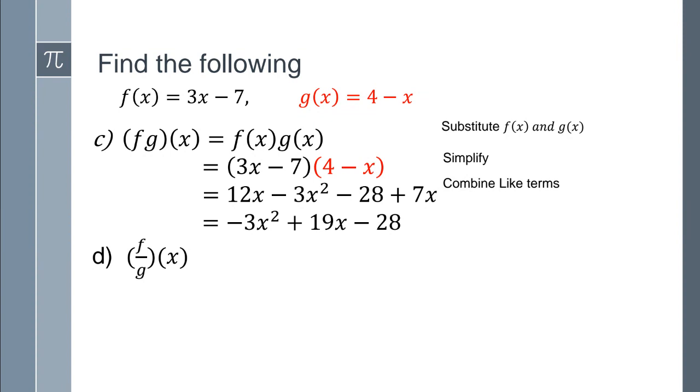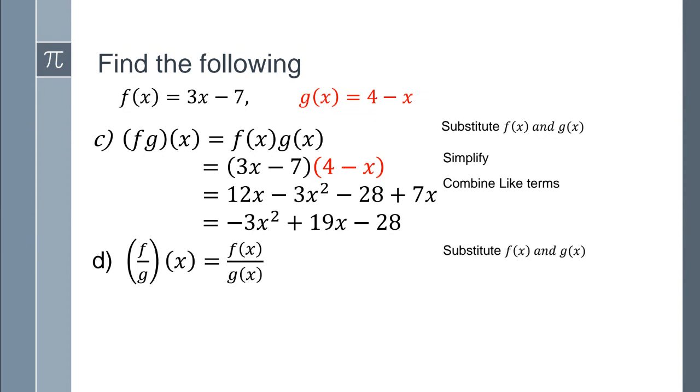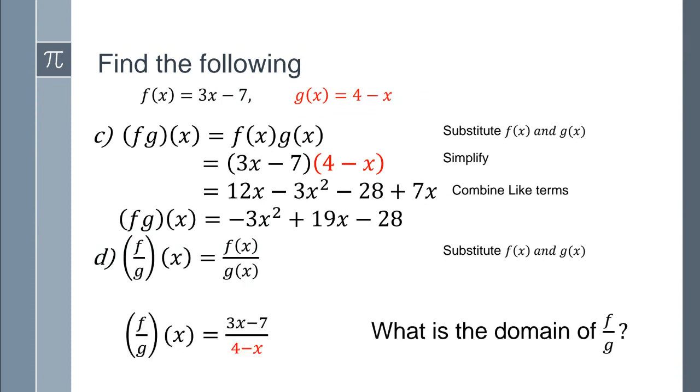All right, let's go ahead and do the last example. Okay, so the syntax for a division of fractions is f divided by g. These are over each other. Again, what do they want us to evaluate? Well, all they want us to do is this: divide function f by function g. So let's go ahead and substitute what these represent. So we have 3x minus 7 over 4 minus x.